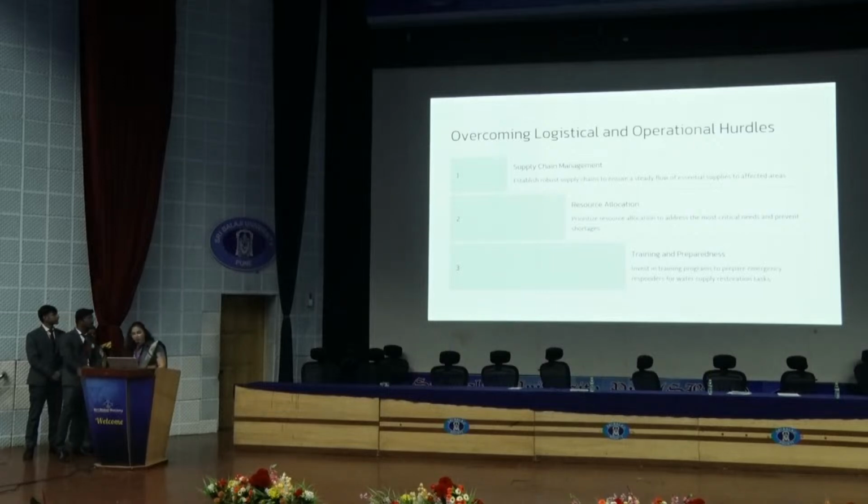Let's talk about how we can overcome some key challenges in disaster response. Supply chain management. We need to establish a reliable system to transport and deliver essential goods, like repair equipment, clean water, and spare parts. Resource allocation. It's all about prioritizing. We need to focus our resources where they are needed the most, like repairing water systems for hospitals, shelters, and other vital facilities.